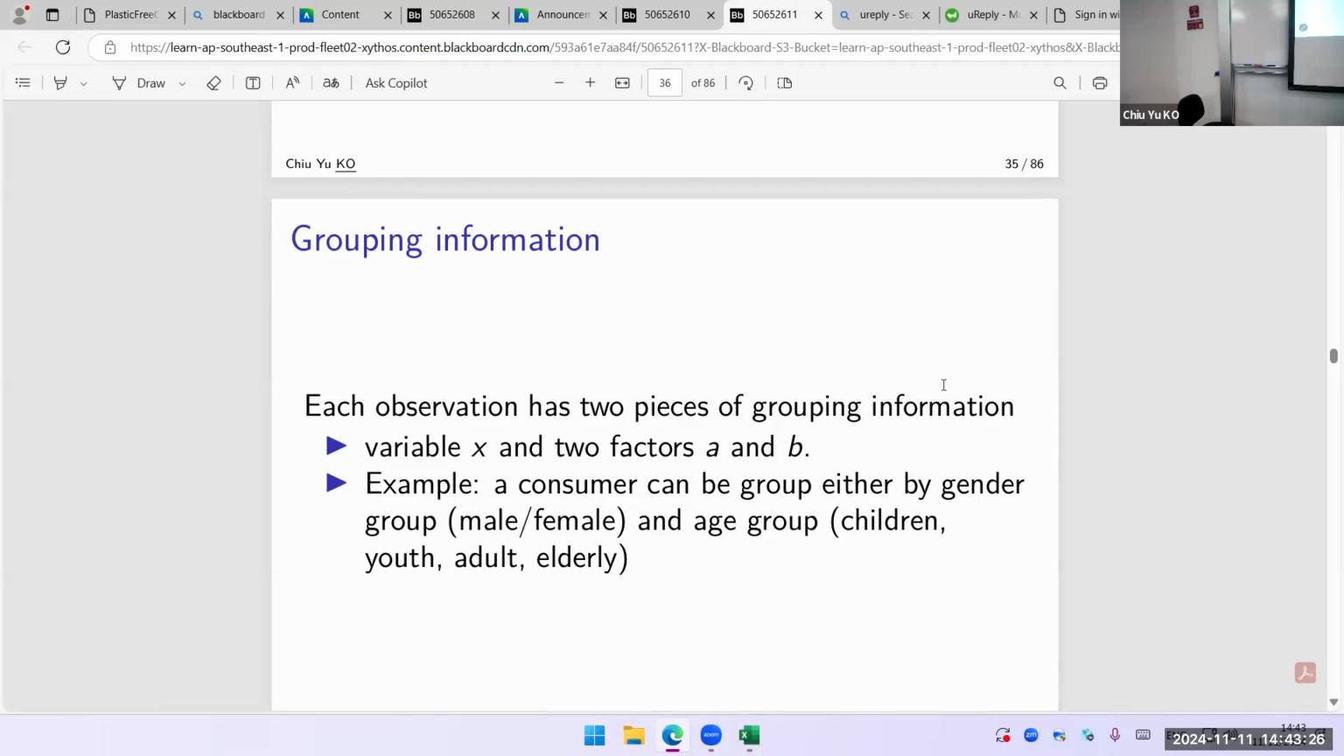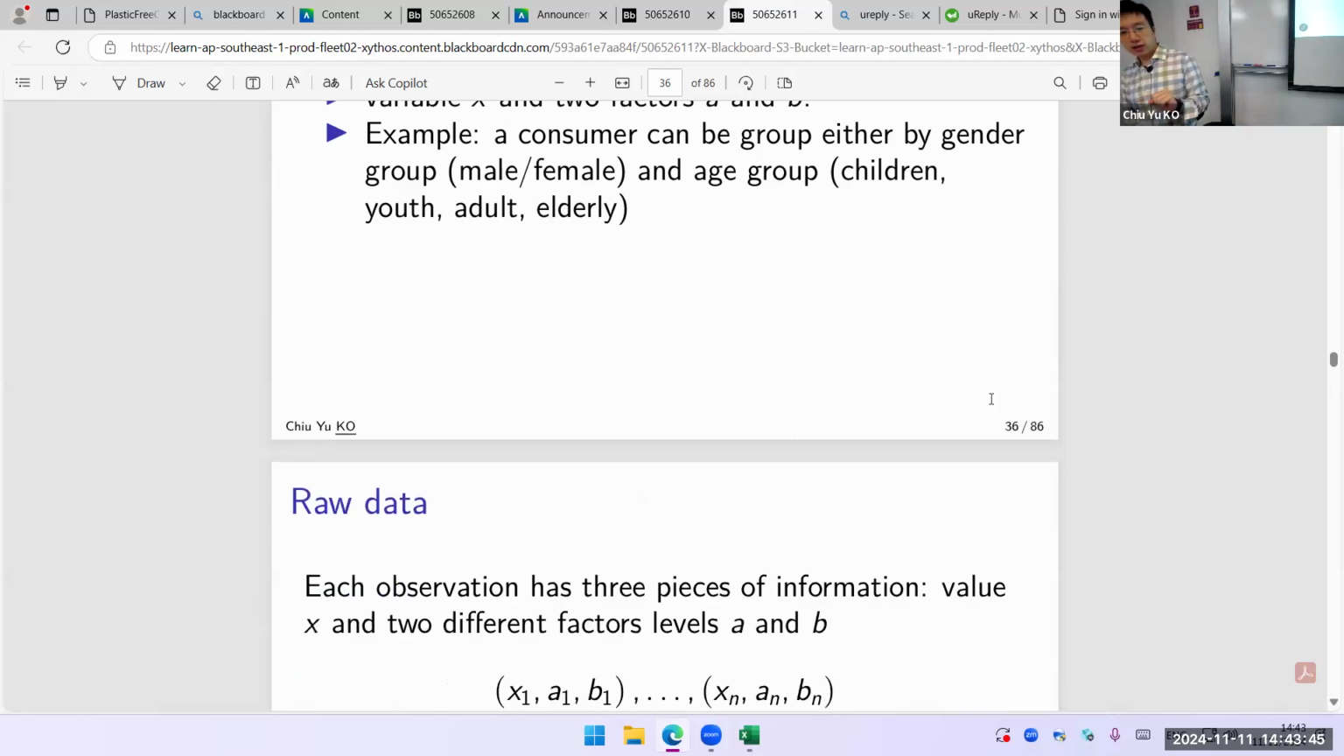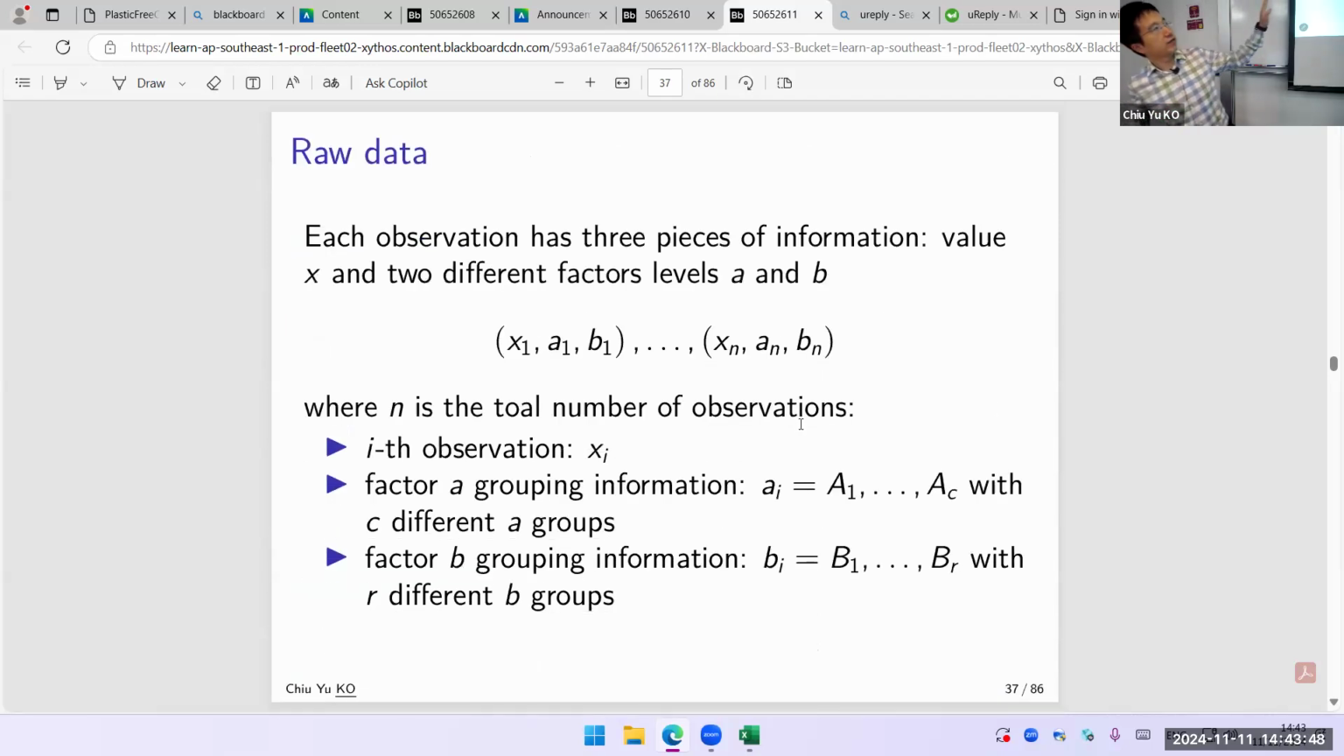Or at CUHK, a student can be described by his or her college and also his or her gender. These are all the groupings that he or she is in. So basically there are two groupings. And of course, this is the kind of data we have: each number is accompanied by two pieces of information, grouping A and grouping B.